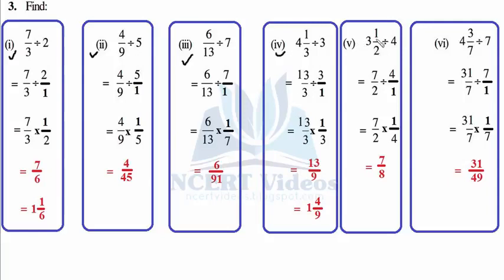3 and a half is converted to 7 over 2, 3 twos are 6 plus 1 is 7, divided by 4. Then 7 by 2 as it is, changing the sign, flipping, 1 over 4, it becomes 7 over 8, proper.